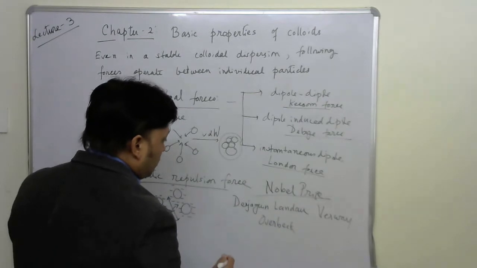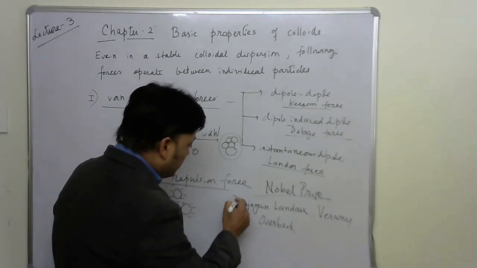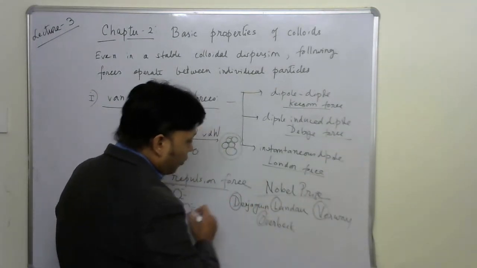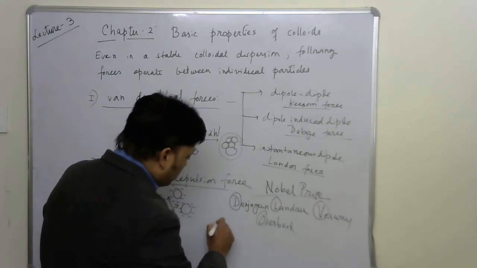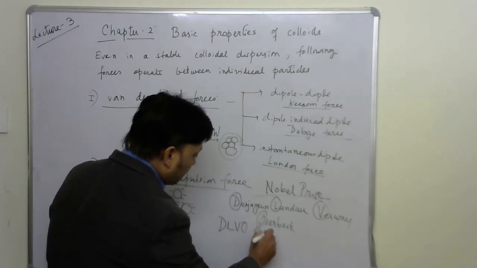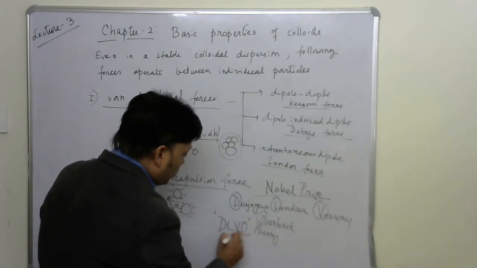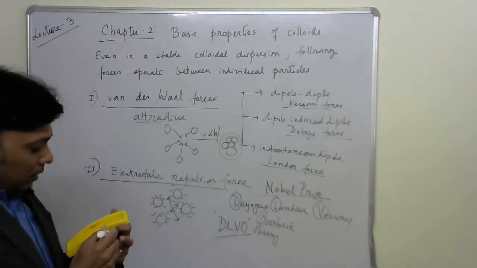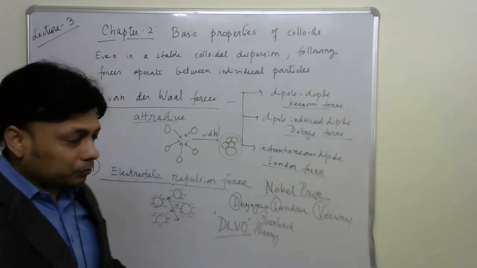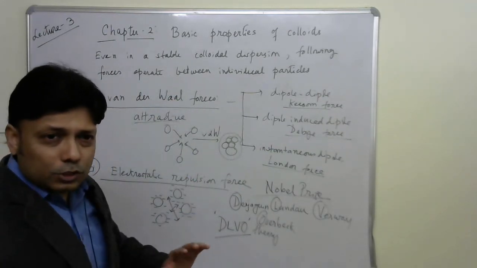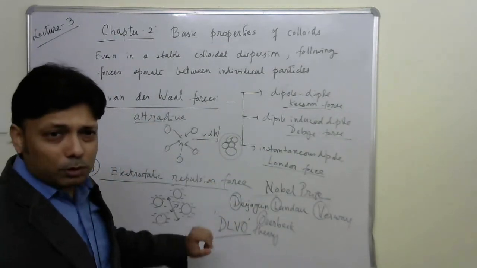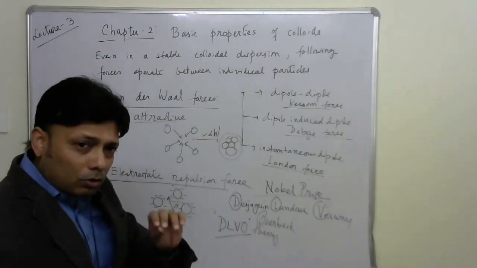Okay, so a group of people, and there are four names, you see. D for Derjaguin, L for Landau, V for Verwey, and O for Overbeek. So together they constituted a theory. These days this is known as DLVO theory. Okay, so this DLVO theory basically explains the stability of colloids. Now, whatever I have told you is purely qualitative, but in a very simple manner. Of course, I described the Nobel Prize winning theory in 5 minutes.